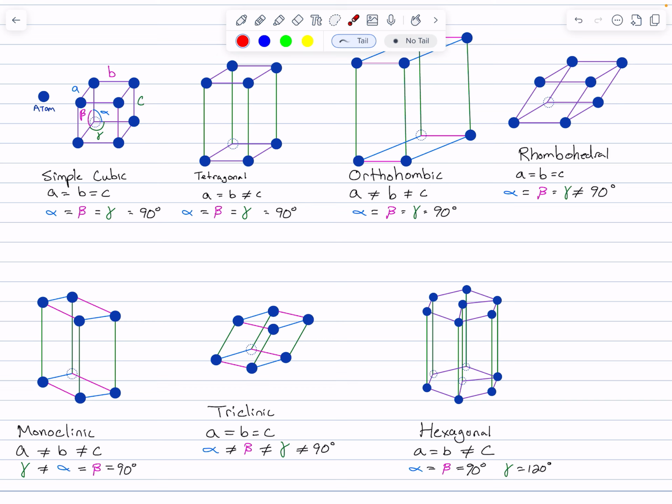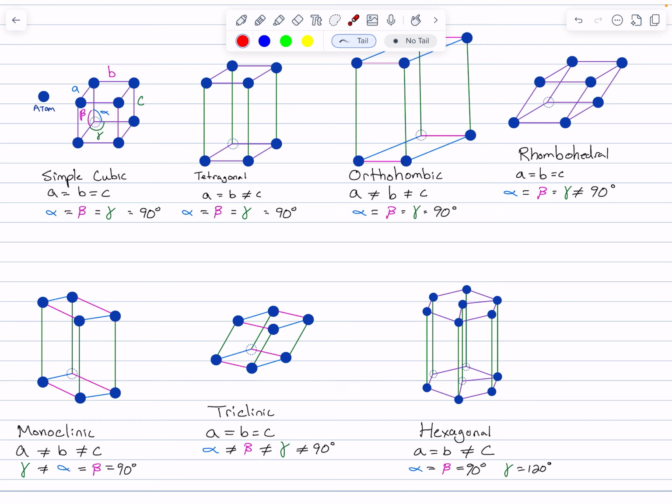All right, so the simple cubic, it's a cube. So A, B, and C are the same. Alpha, beta, gamma are the same, all 90. Tetragonal, you kind of elongate it, right? So the C's are longer, right? This still is a perfect square up top. It's just longer. Then we get orthorhombic, all right? Everything's still 90 degrees here. It's just none of the edges are the same length.